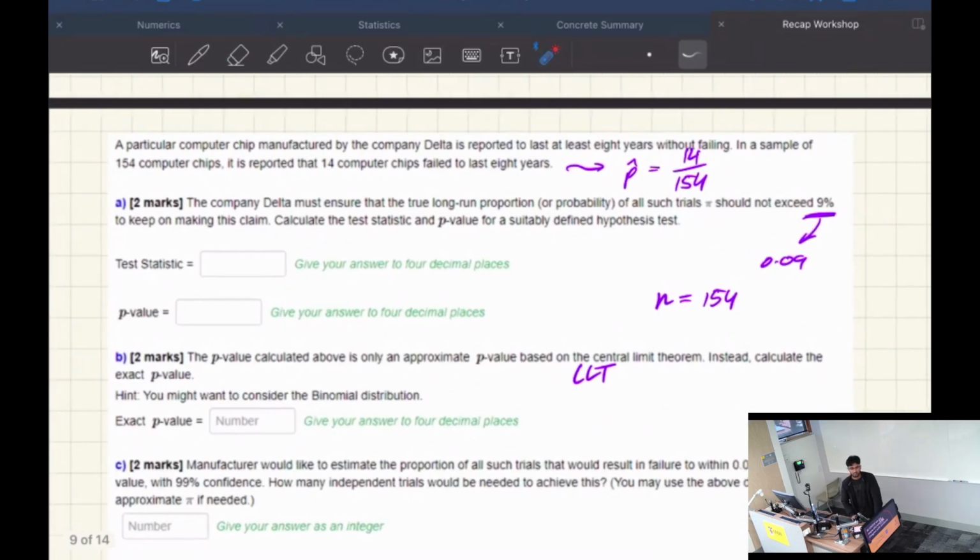Read the question real quick. Why is it binomial? Yeah, it's either probability of failure or success. So there's only two outcomes, failure or success. That's why we have to follow a binomial distribution. Okay?